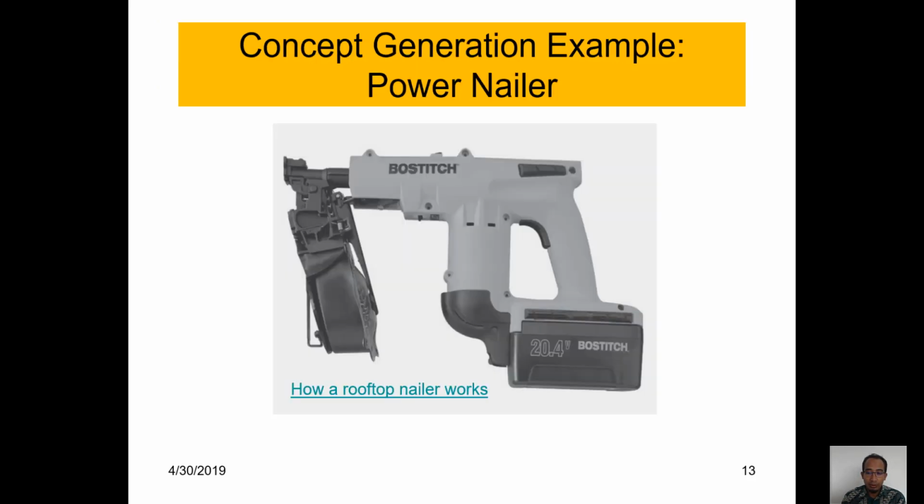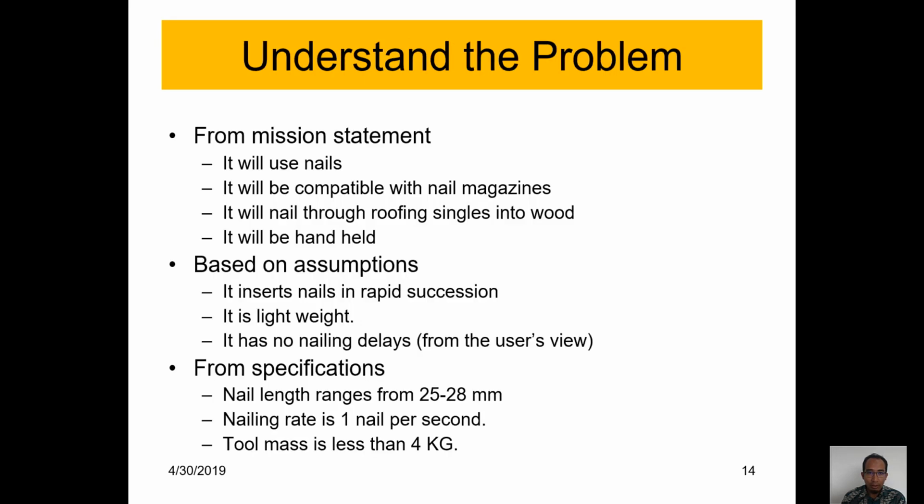Let's take a look at an example of a Power Nailer. It is a tool to fix a nail into something, for example into wood. It is usually used on the rooftop, so it is a rooftop nailer, sorry. Here we have the mission statement: it will use nails, it will be compatible with nail magazines, it will nail through roofing shingles into wood, and it will be handheld.